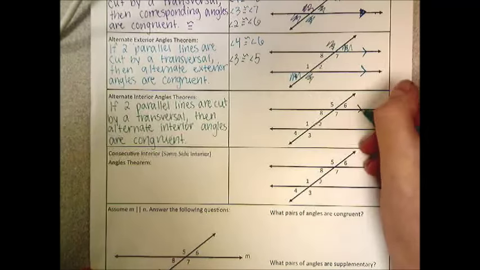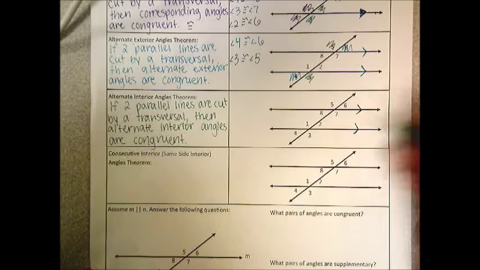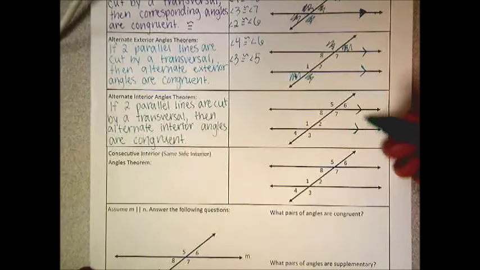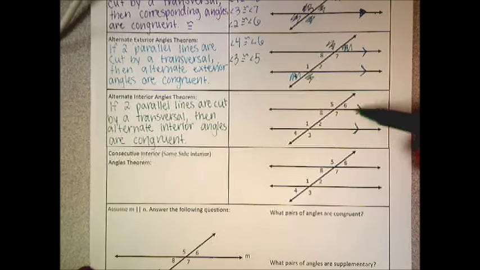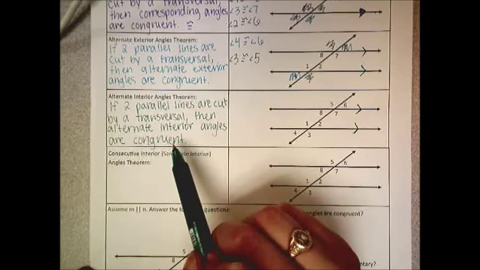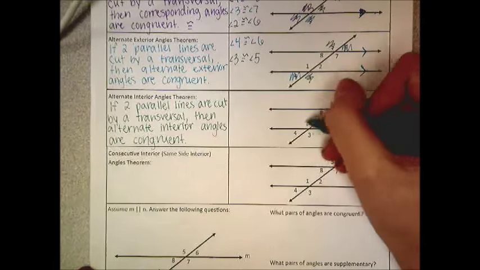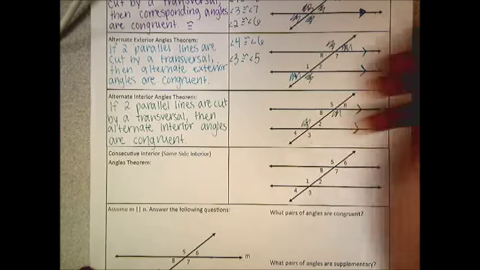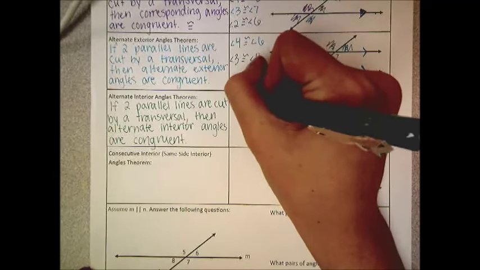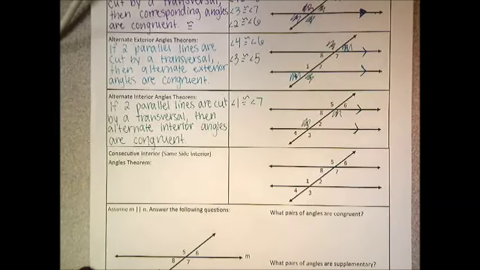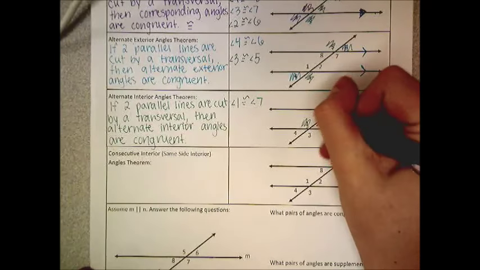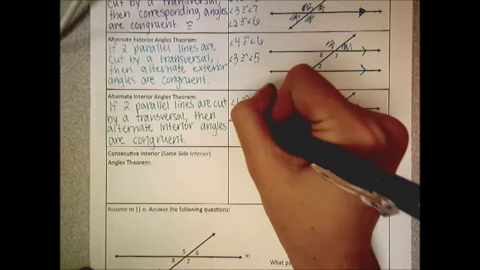So I am marking these parallel symbols on these lines for you because I want you to practice knowing what those symbols are. But on a test or anything, these symbols would already be marked because you would need to know that these two lines are parallel to be able to use this theorem. So let's go ahead and color those alternate interior angles. So angle 1 is congruent to angle 7. And then angle 2 is congruent to angle 8.